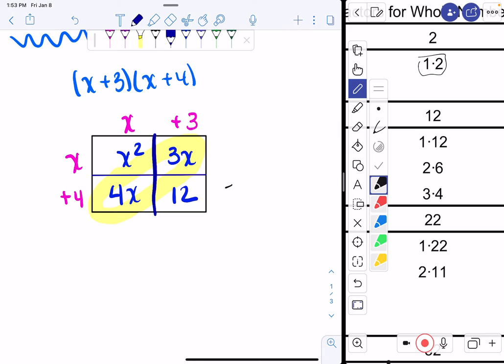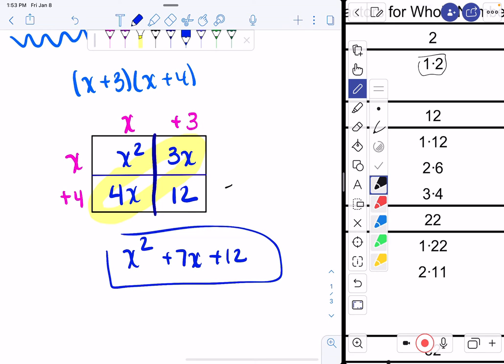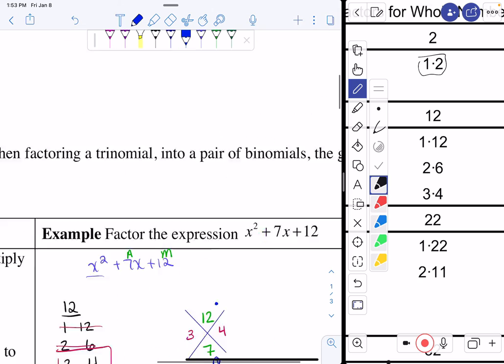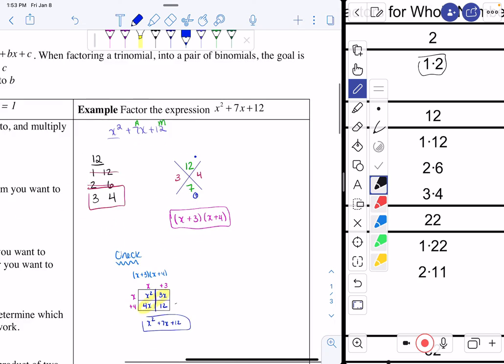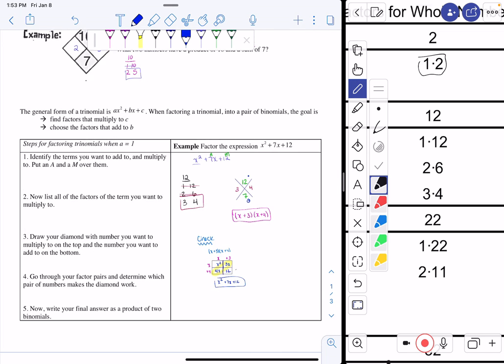So my final answer is x squared. 3x plus 4x is 7x. And then I get a 12. That's how I check. If you look, I ended with an x squared plus 7x plus 12. I started with an x squared plus 7x plus 12. And all you got to do is do your diamond.